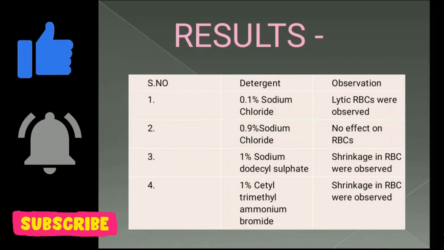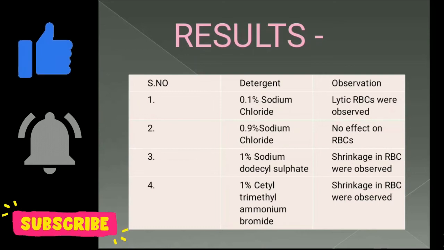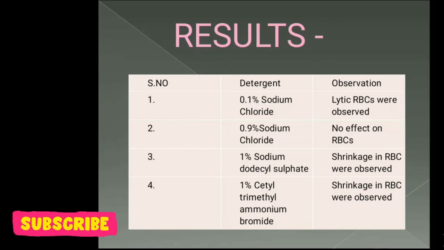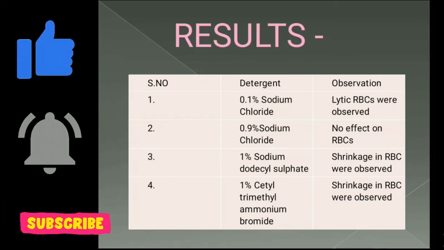Third, when the RBCs were placed in 1% sodium dodecyl sulfate and 1% cetyl trimethyl ammonium bromide, the concentration gradient is there. So the water molecules will move from the cell to the outside of the cell, and this will lead to shrinkage of the cell and development of an irregular shape. This is due to the concentration gradient.